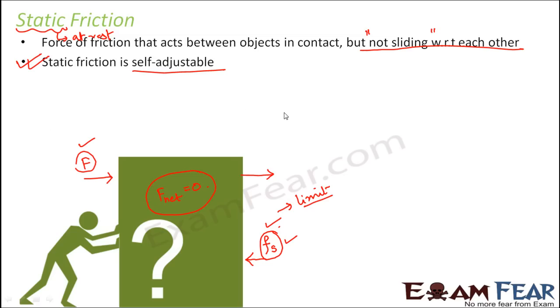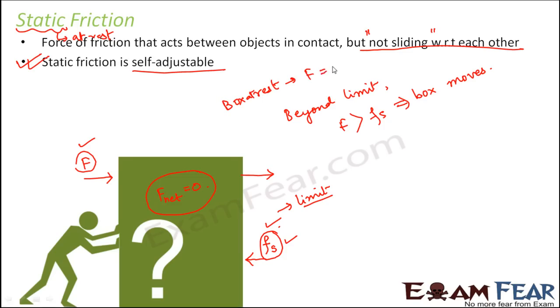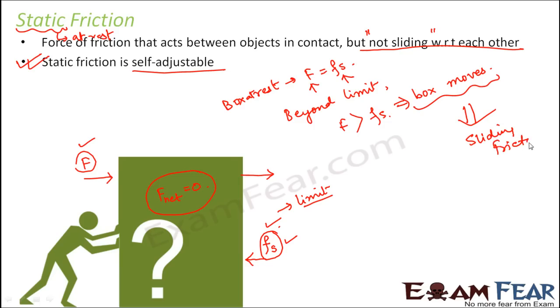So beyond the limit, what happens is capital F becomes more than Fs and the box starts to move. And before this limit, what happens? Box is at rest. Why? Because capital F is equal to Fs. Now as you increase F, Fs also increases, then it reaches a limit beyond which it cannot increase. So beyond that limit, capital F becomes more than Fs and therefore the box moves. So once the box starts moving, then you do not have the concept of static friction anymore. So then you have friction which is called the sliding friction. So now let us discuss sliding friction.